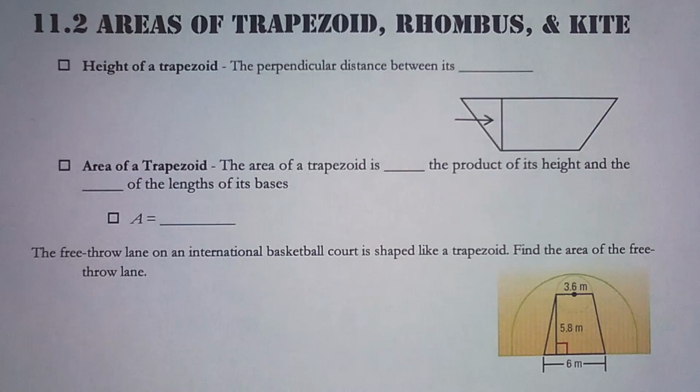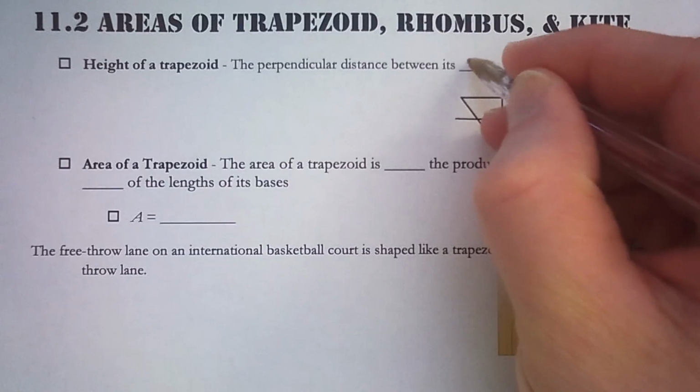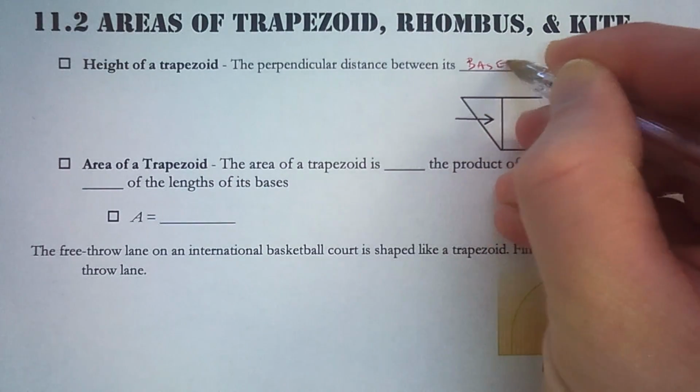Hey guys, in this lesson we are going to find the areas of trapezoid, rhombus, and kite. In this first video we will focus on trapezoid. The height of a trapezoid is the perpendicular distance between its bases.